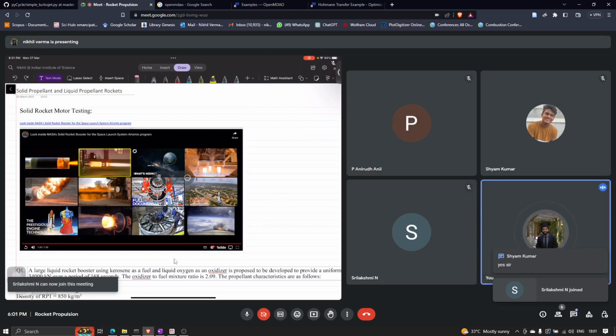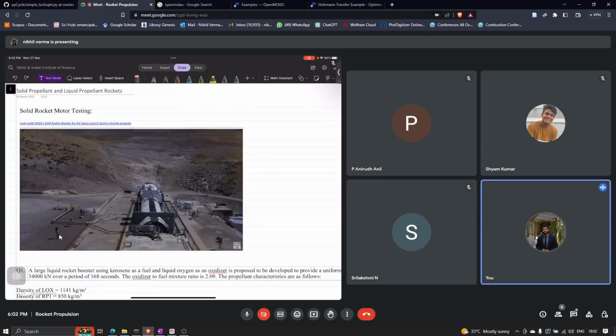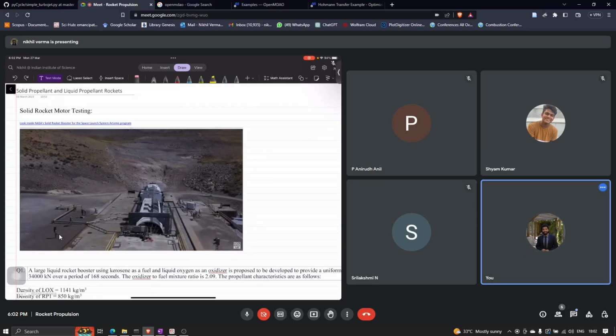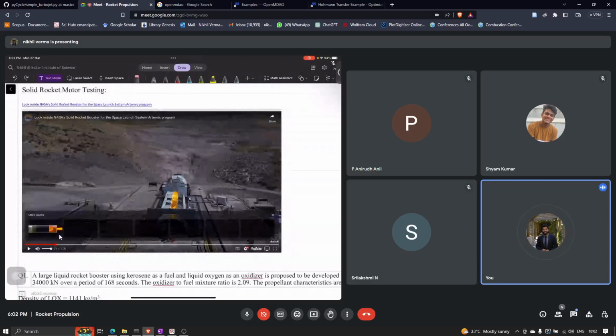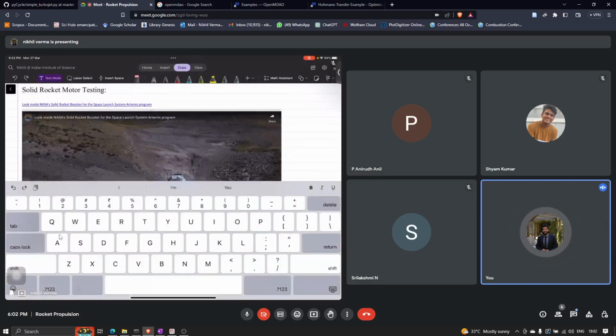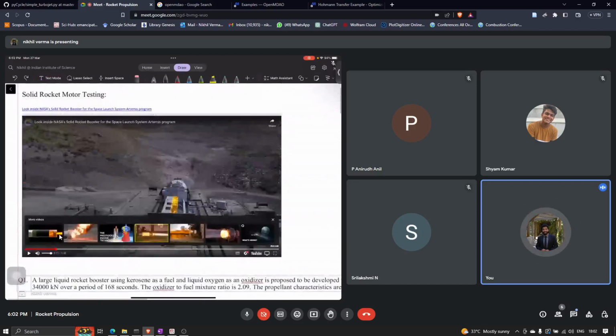Okay. So let us start with today's lecture. Before that, I would like to show you one video where it is shown how solid rocket boosters are tested. This is a solid rocket booster from the Artemis mission, and it is used in the SLS launch vehicle, that is the Space Launch System.